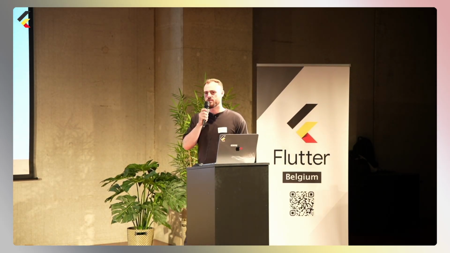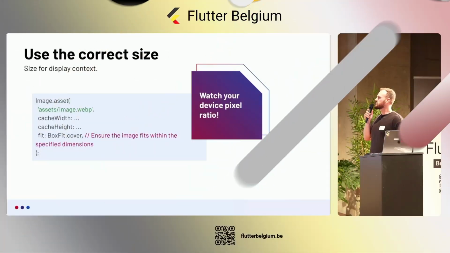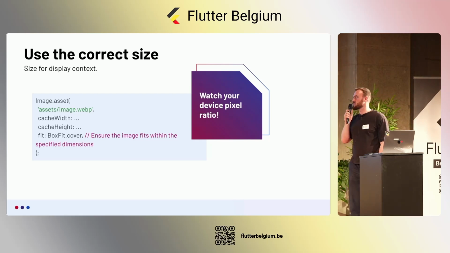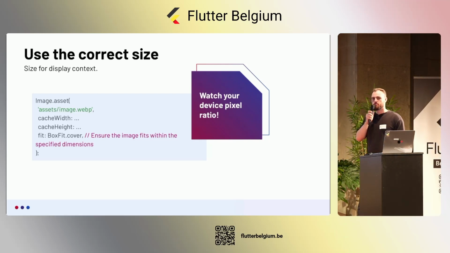What's also important besides the image format is that you need to use the correct size that your image will be rendered at. Because if you decode your image to a size that's like 3 times as much as necessary, it's going to negatively reflect your app performance. So that's why you can use the cacheWidth or the cacheHeight property. It's available on the Image class, for example Image.asset and Image.network.